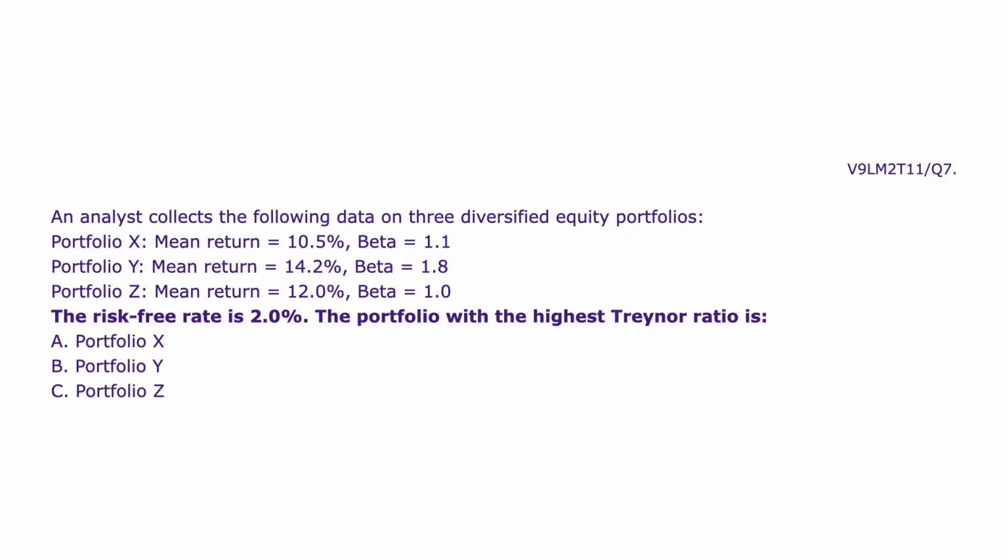An analyst collects the following data on 3 diversified equity portfolios. Portfolio X, mean return equals 10.5%, beta equals 1.1. Portfolio Y, mean return equals 14.2%, beta equals 1.8. Portfolio Z, mean return equals 12.0%, beta equals 1.0. The risk-free rate is 2.0%. The portfolio with the highest Treynor ratio is A. Portfolio X, B. Portfolio Y, C. Portfolio Z.